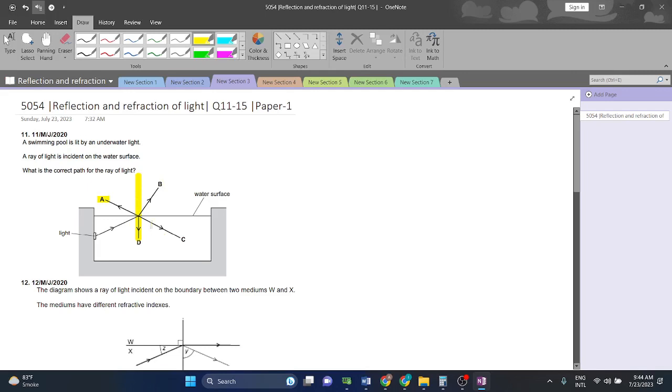ये जो नॉर्मल है ना, whenever light moves from a denser medium to a rarer medium, it moves away from the normal rather than going closer to the normal. ठीक है ना? You have to keep that in mind. मैंने आपको पिछली वीडियो में भी बोला था, the light should move away from the normal rather than coming closer to the normal. ठीक है ना? So B is also wrong. The correct path should have been in this direction.